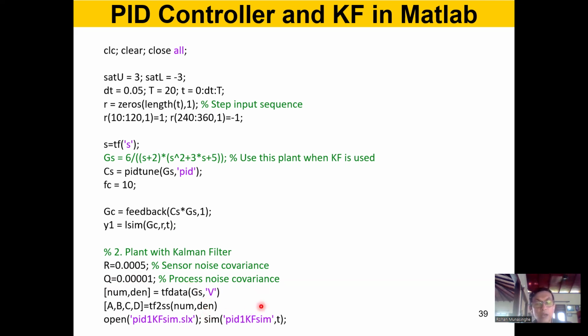And then what comes is the numerator denominator identification of the transfer function using the TF data command. And then I generate the state space model using the transfer function, and use the TF2SS command for that. Okay. Then I open the Simulink block, PID1 KFSIM, and I simulate that. Okay. All right. So study a bit about this code and the Simulink block.